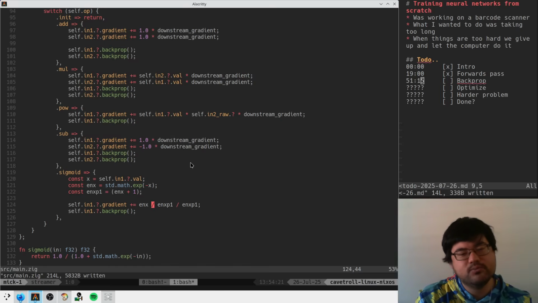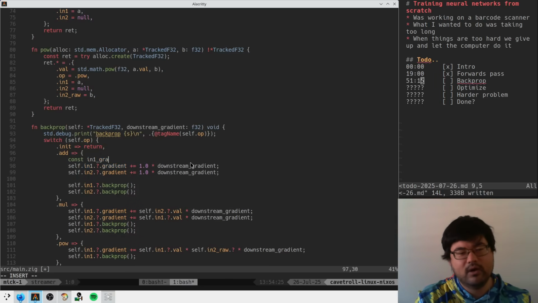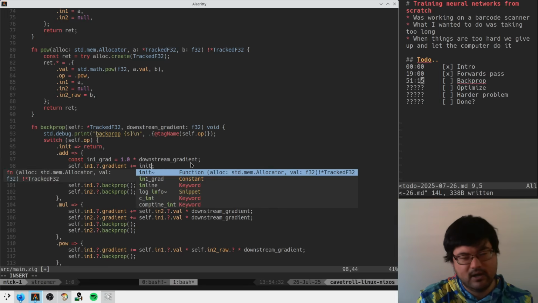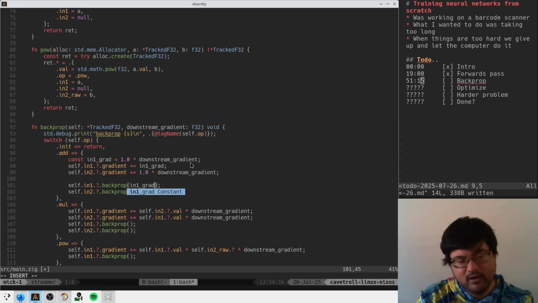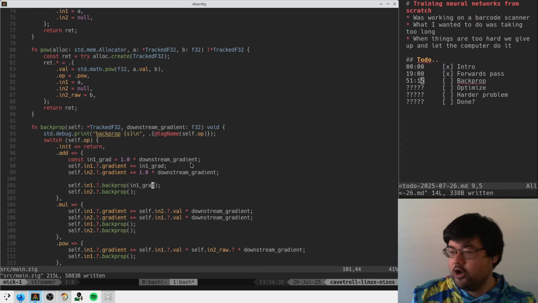Yeah. And then as we continue down, so in one grad is this. Okay, this seems like it goes somewhere, right? And then we pass in one grad here, and then it kind of just makes it all the way down.